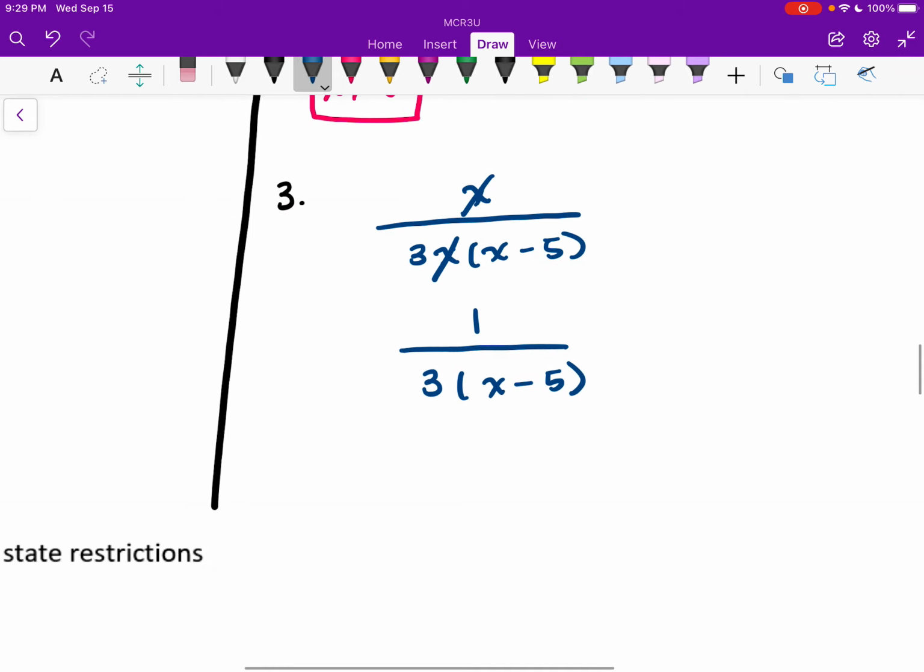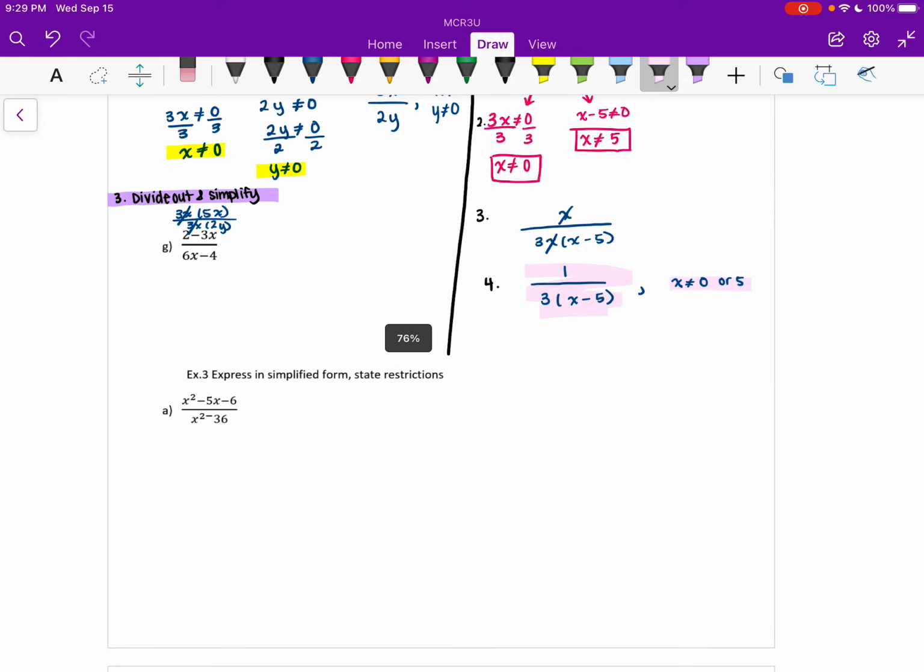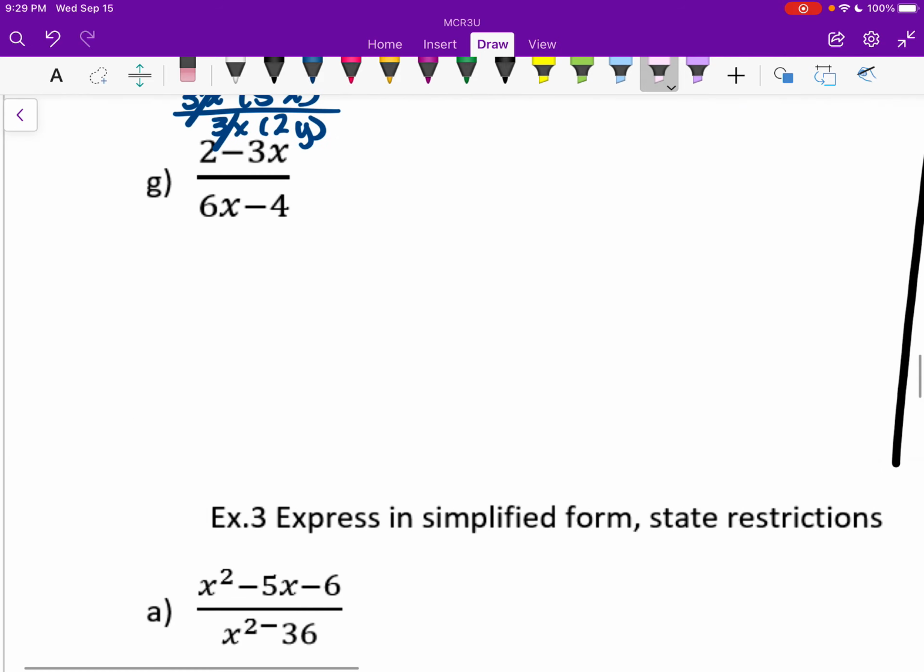And then last but not least, you want to make your statement, so you want to write your restrictions. x cannot equal 0 or 5. And I like to just highlight my final answer like that. Okay? So I'm going to go ahead and do this one now.